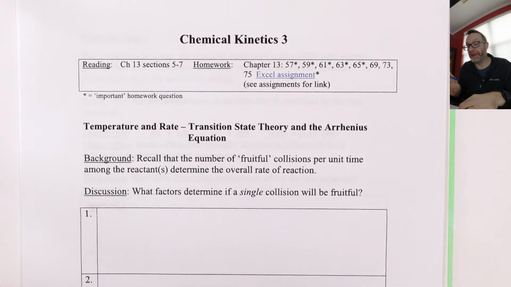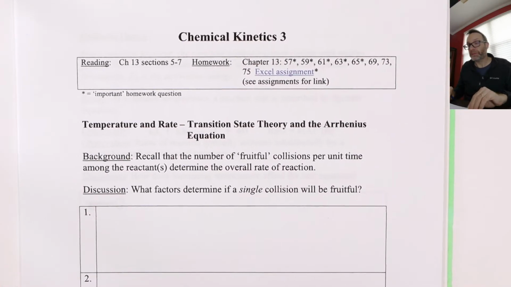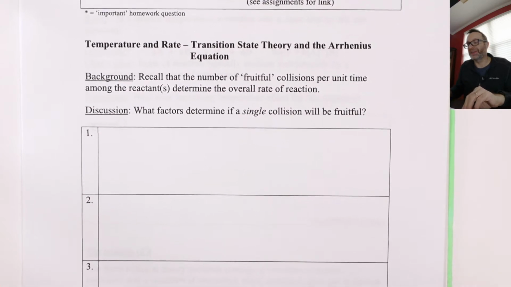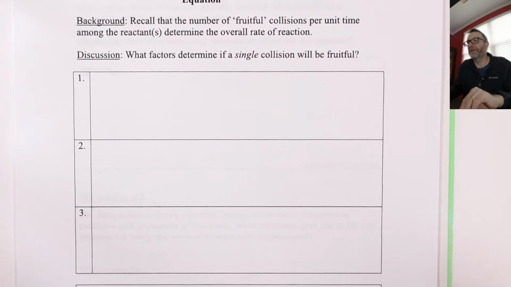Okay, so transition state theory and the Arrhenius equation. The Arrhenius equation is the math. Transition state theory is the process it describes, right? Okay, so remember, we talked about it way back in the first part of the topic here.